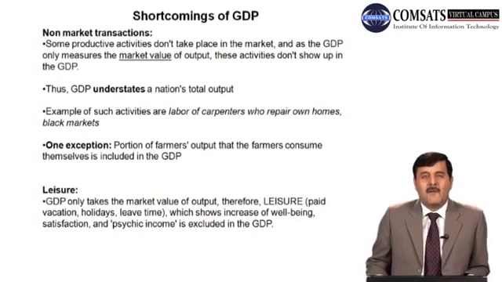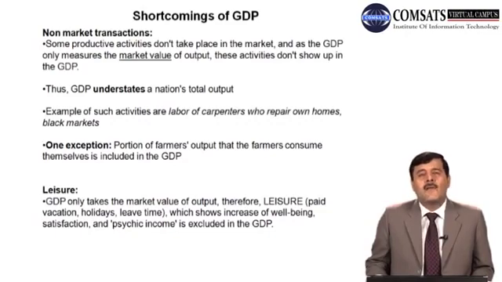So some productive activities do not take place in the market, and as the GDP only measures the market value of output, these activities do not show up in the GDP. तो बहुत सारी एक्टिविटीज़ होती हैं जो कि प्रोडक्टिव एक्टिविटीज़ होती हैं जो कि मार्केट में नहीं टेक प्लेस करती। तो जीडीपी जो है सिर्फ उन एक्टिविटीज़ को, उन प्रोडक्शन को जीडीपी में शामिल करती है जिनकी हम मार्केट वैल्यू निकाल सकते हैं, जो कि मार्केट में प्रोड्यूस होती हैं। So these activities do not show up in the GDP, and thus GDP understates the national total output.